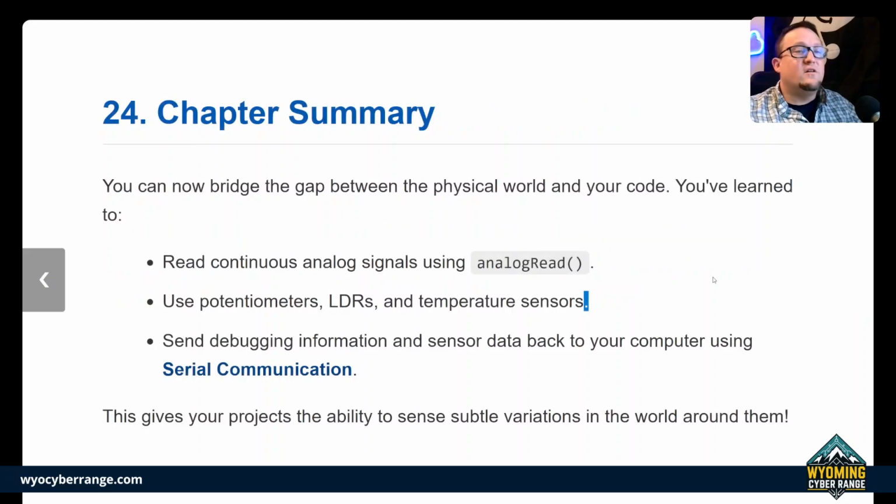This is our introduction to analogs. We talked about potentiometers, light detection, and temperature sensors. We also talked a little bit about how we get that information back to us through serial communication. As you go through this project, try to keep those in mind: how could you utilize this in the real world? How could you use this as an IT professional? I can think of a few different ideas, but I would love to hear what you think.